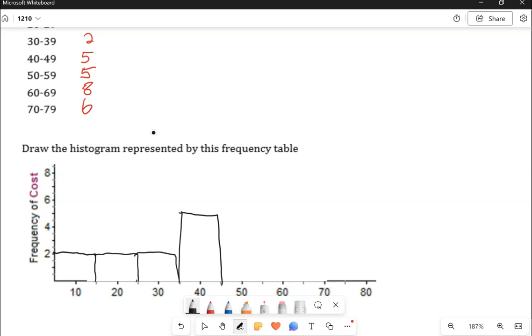50 to 59, height 5. 60 to 69, height 8. 70 through 79, height 6. And 80 through 89, there isn't any. There shouldn't be that gap right there. There we go. This is the histogram represented by this frequency table.